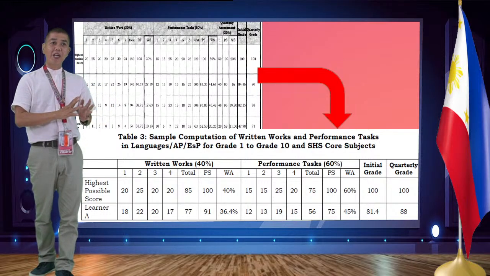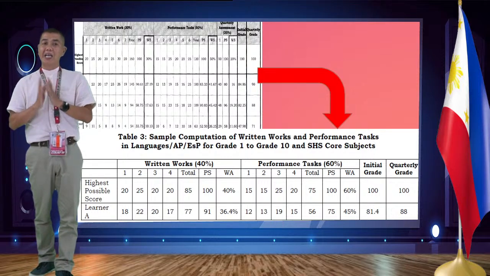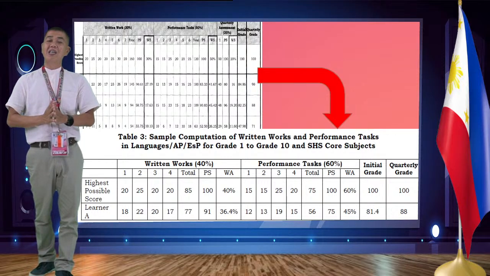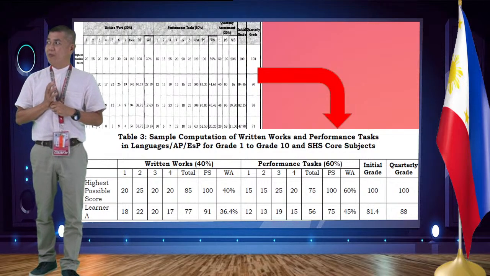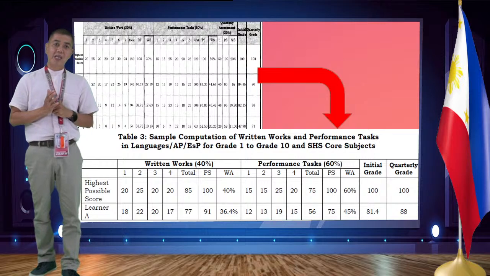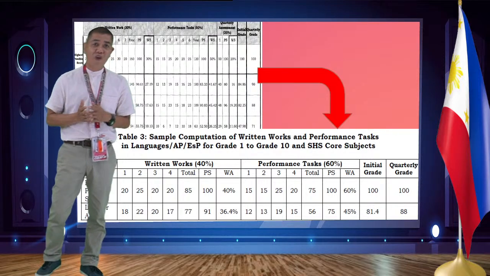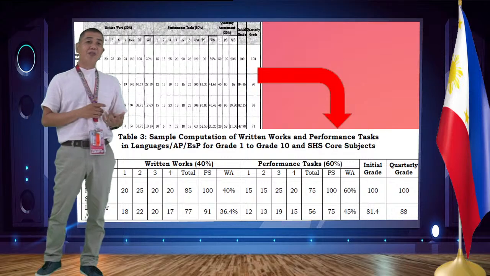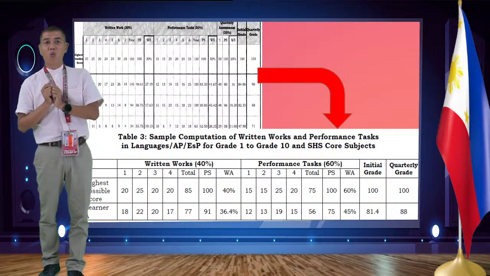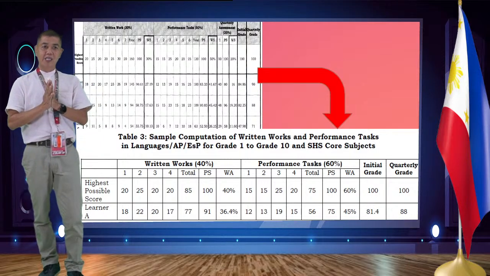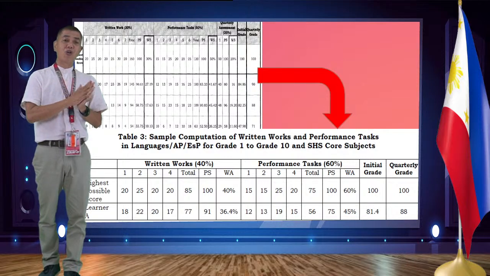The sum of written work and performance task is the initial grade of a particular learner. So we will transmute the grade. So in our example for learner A, if he has 81.4 initial grade, it transmutes to 88 as his or her quarterly grade. So that is our computation, or our new computation.